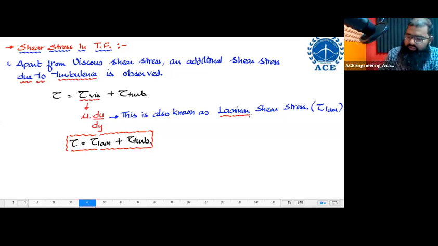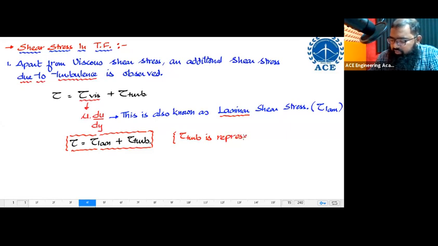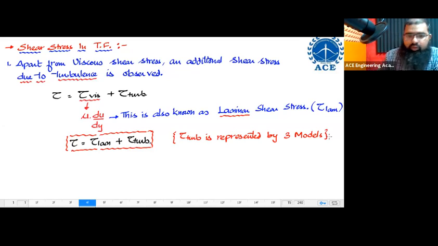So now I'm going to mention over here: tau turbulent is represented by three models. They are called three models. Now, what are those three models? Let us see over here.